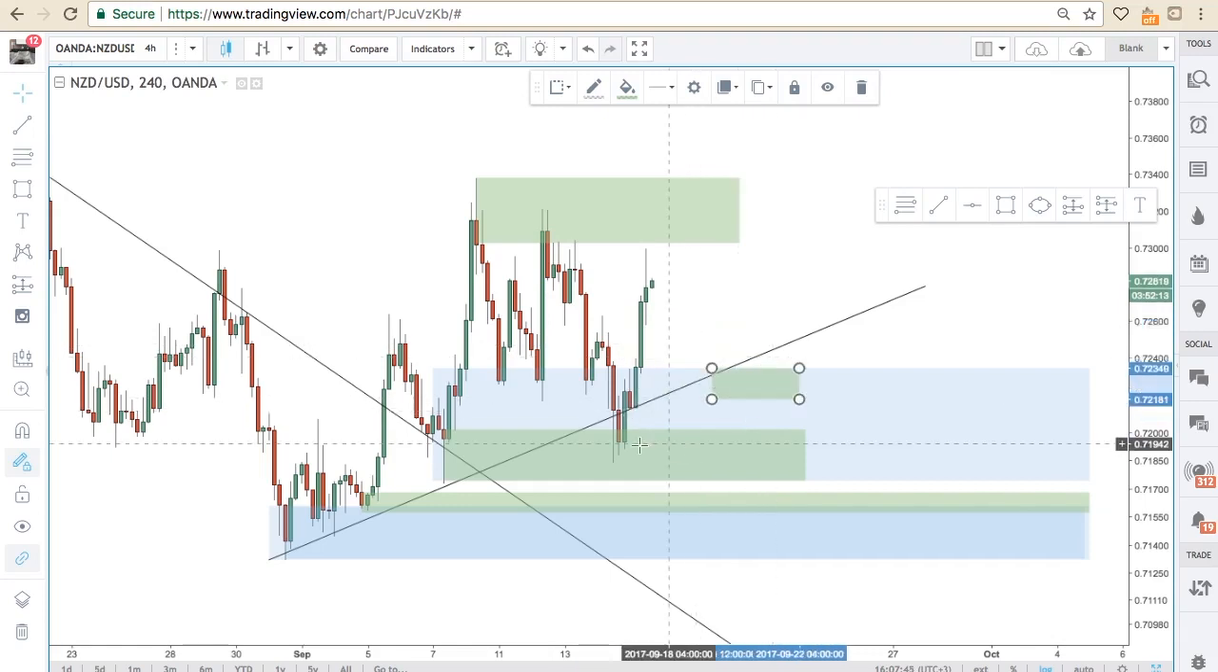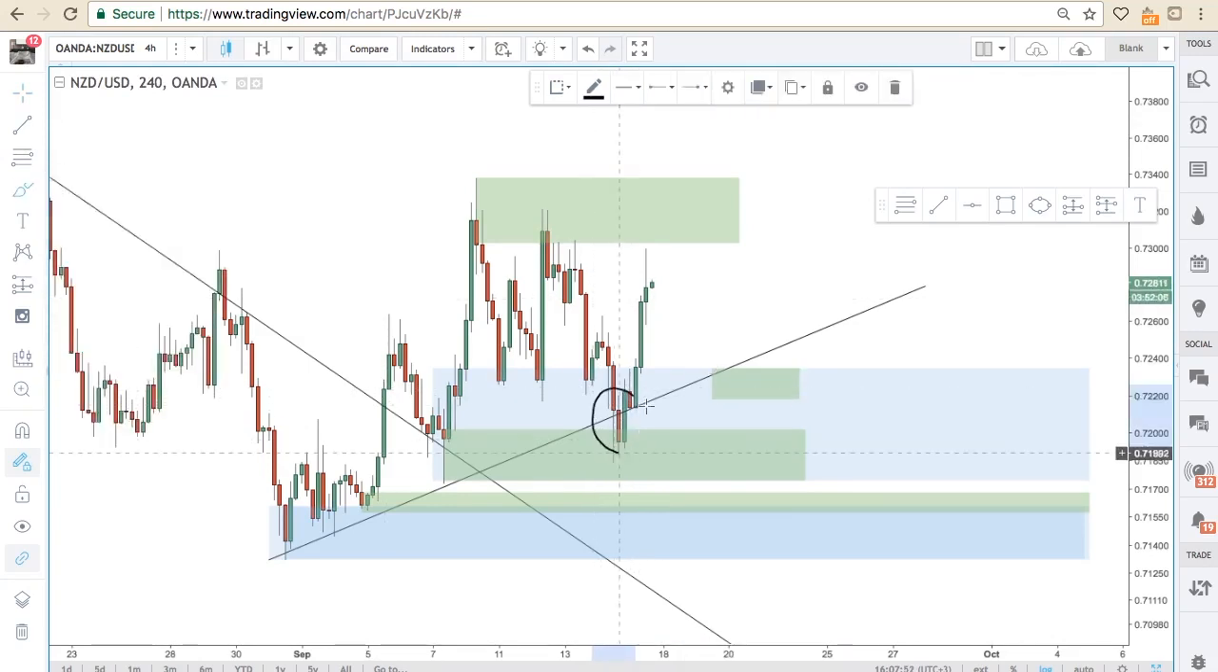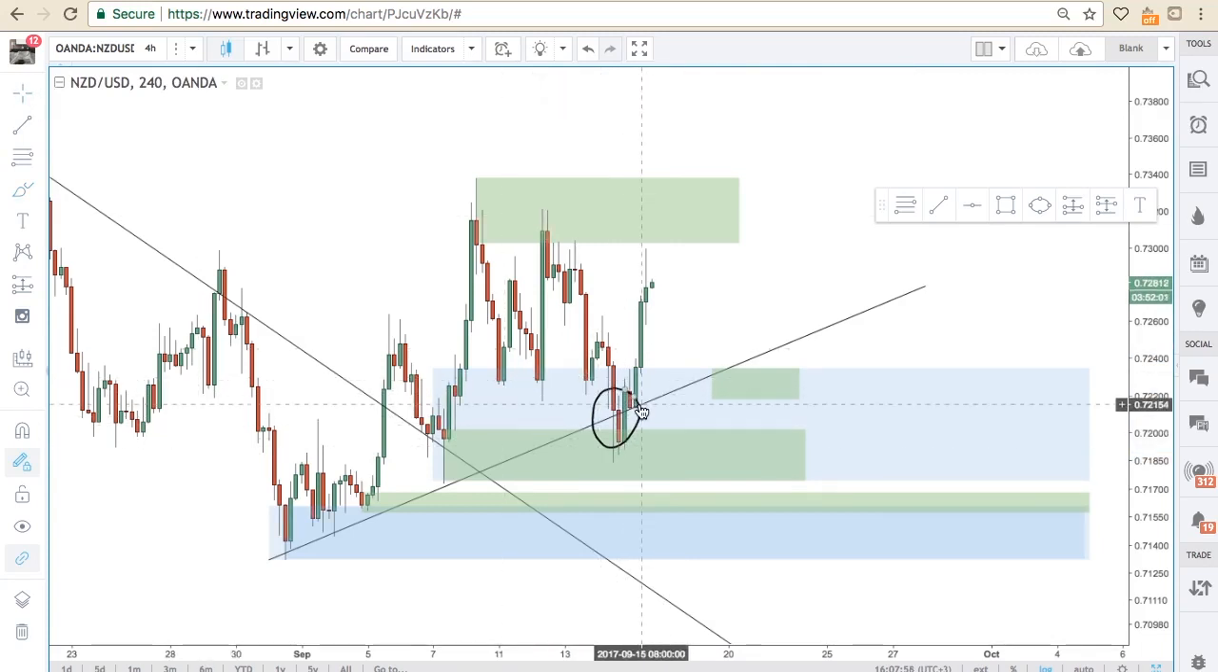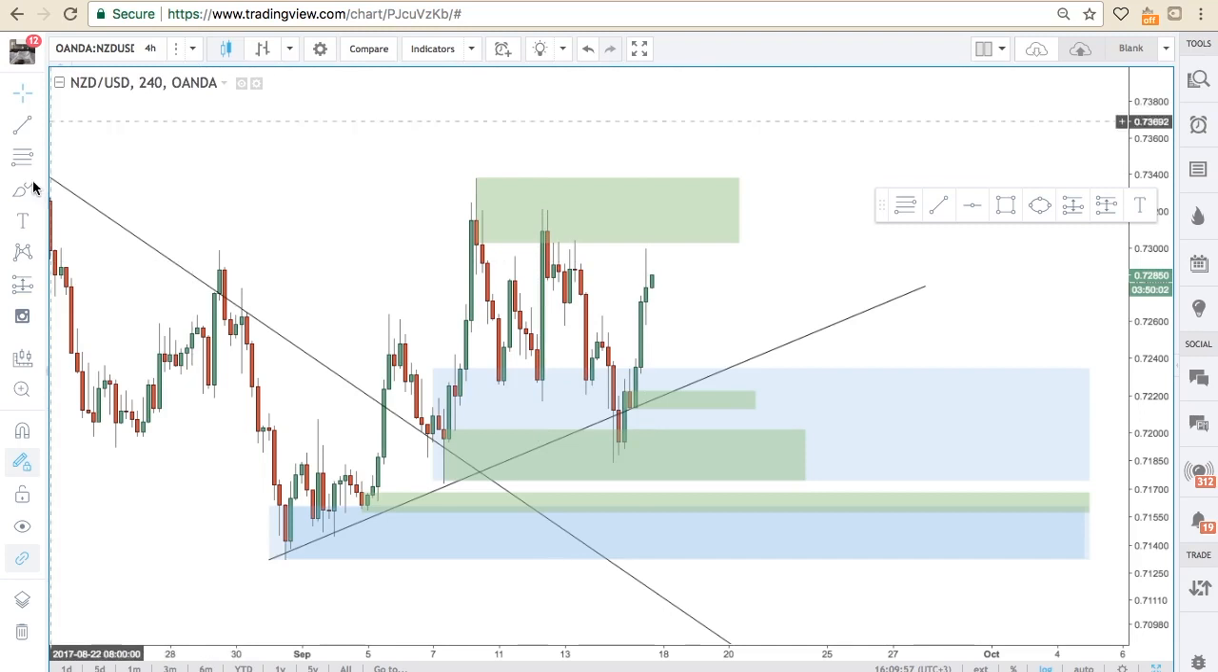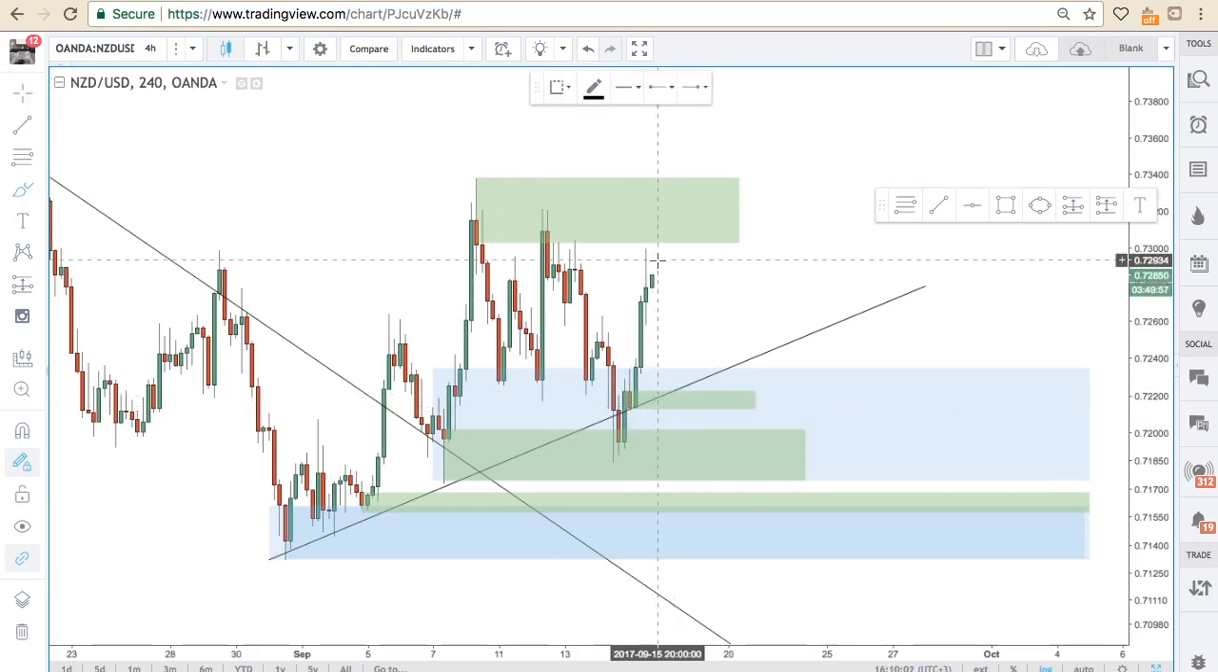Why? Because price came up and made a nice 4-hour engulfing pattern, and paused, and then rallied pretty hard. So this is another 4-hour zone here that came up and has rallied all the way up to there, right off of this trend line that's drawn. Okay, so 4-hour zone, boom, goes straight up.